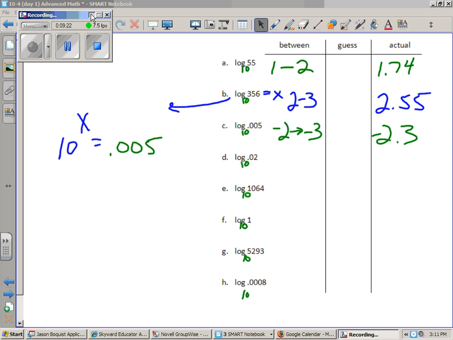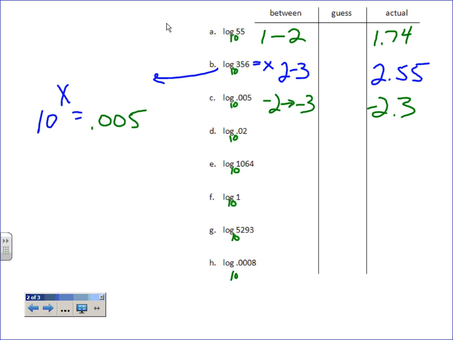All right, let's see how you did on your between and your guessing here. So how about log base 10 of 0.02 between what and what? -1 and -2? That is correct. And hopefully you got some guess in there. The exact is, well, semi-exact, right? The next one has to be between 3 and 4.